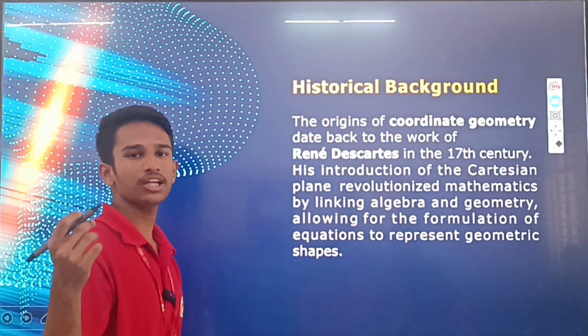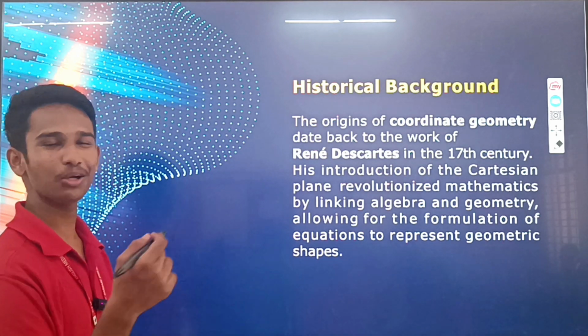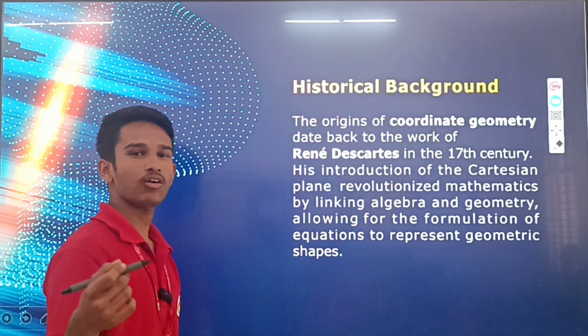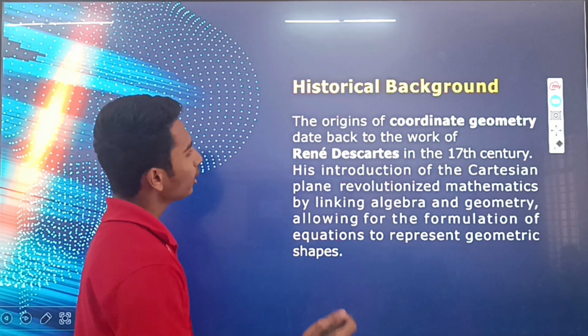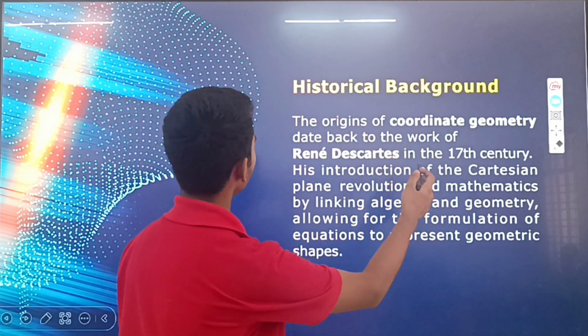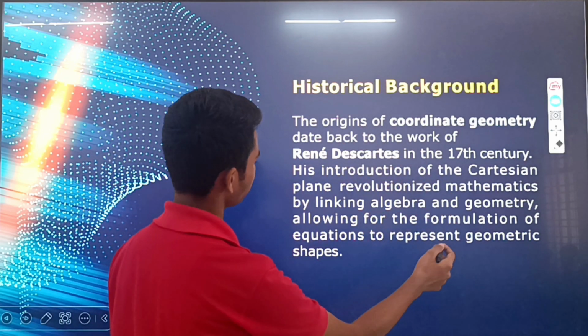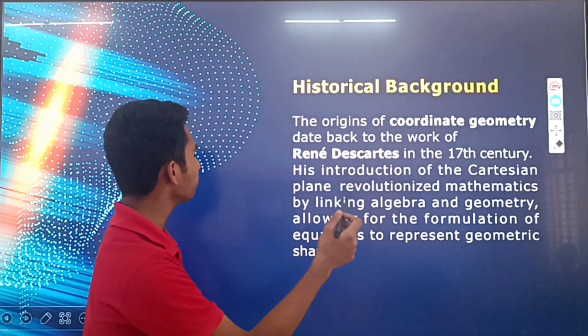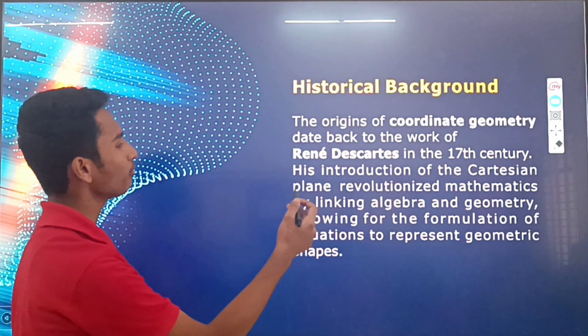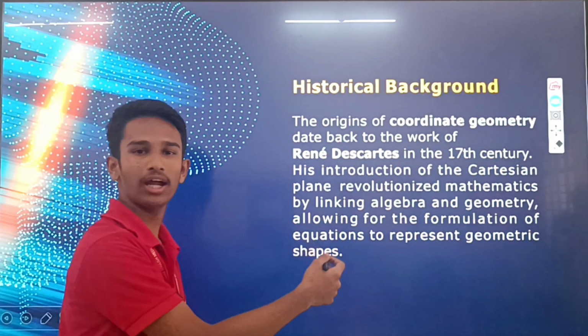Let us see about the historical background of coordinate geometry. How was this coordinate geometry invented? Coordinate geometry was invented by René Descartes in the 17th century. His introduction of the Cartesian plane revolutionized mathematics by linking both algebra and geometry.